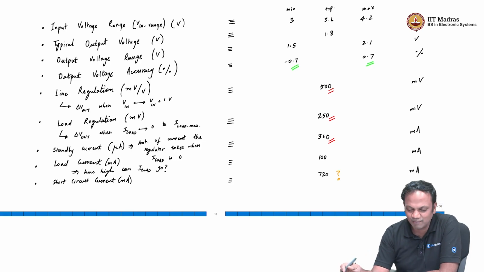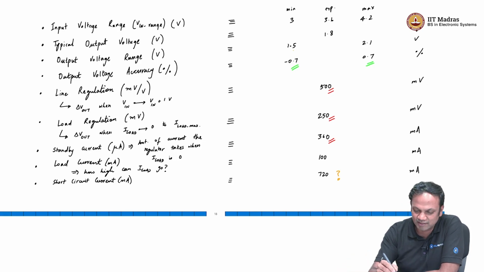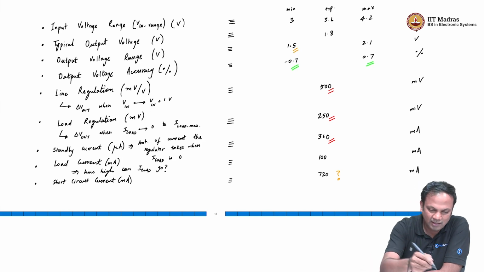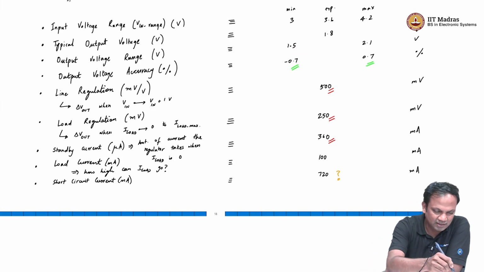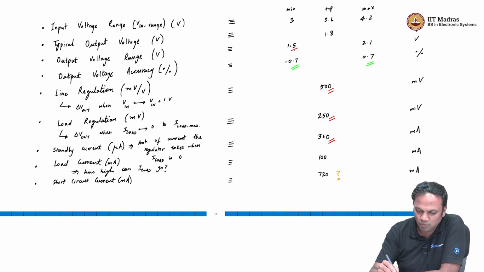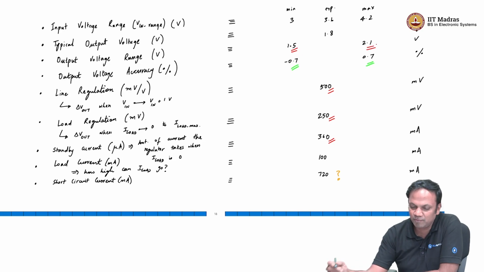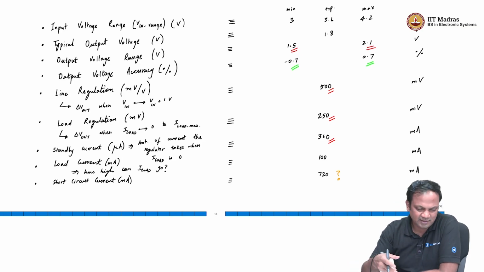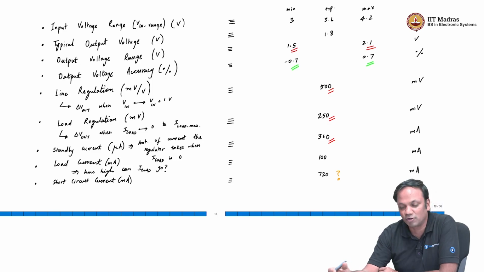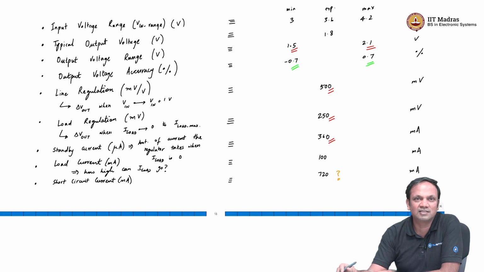Now, the other way of thinking about line regulation is to look at the output voltage range. So, the output voltage range is also not something that we can accept. So, the output voltage varying from 1.5 volt to 2.1 volt, which like I said is another way of talking about the line regulation, is also not acceptable. So, output voltage range is not acceptable, line regulation is not acceptable, load regulation is not acceptable, standby current is not acceptable.